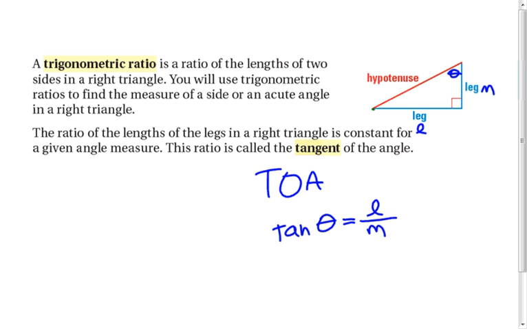If we decided to choose a different angle, let's call this beta, the tangent of beta is equal to the opposite, which is the opposite of beta, M, and the adjacent is the L. So the tangent of beta is M over L. Opposite over adjacent, Toa. Soh-Cah-Toa.